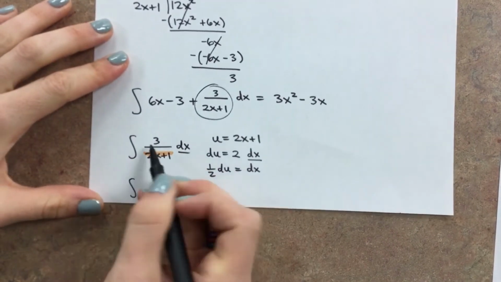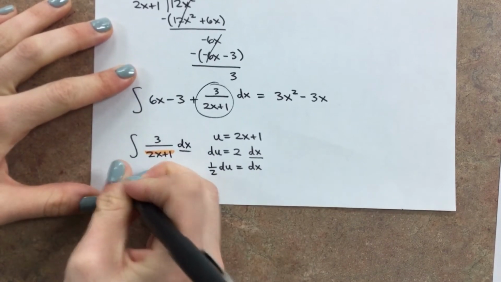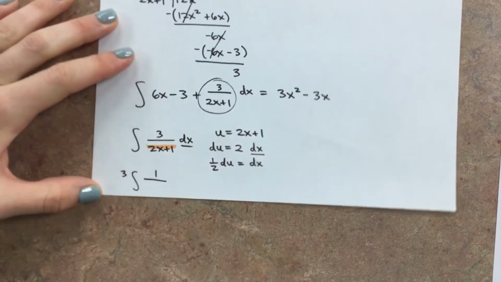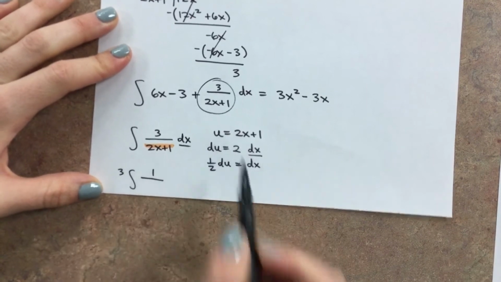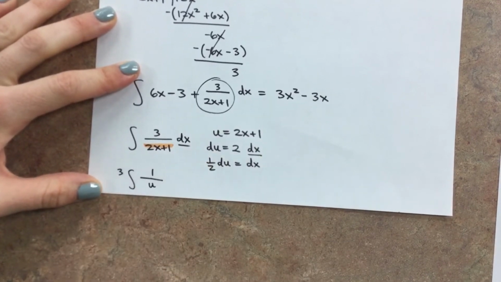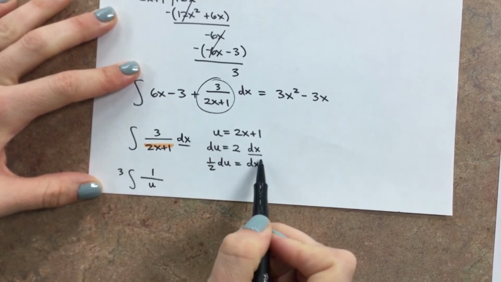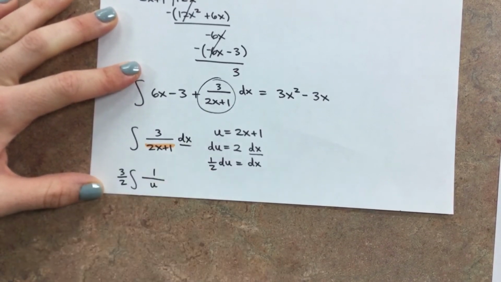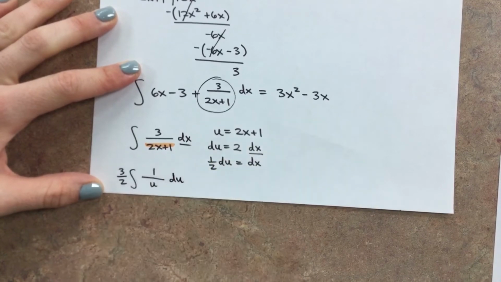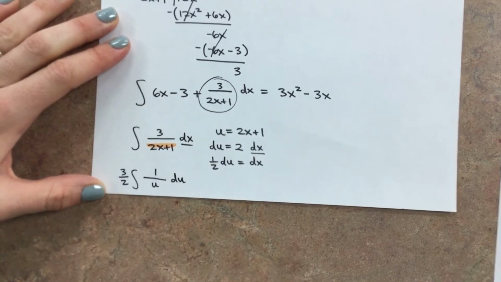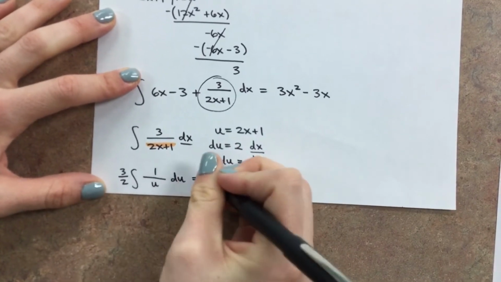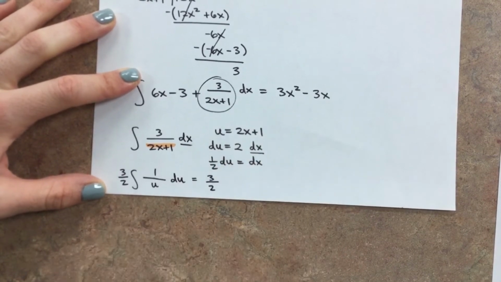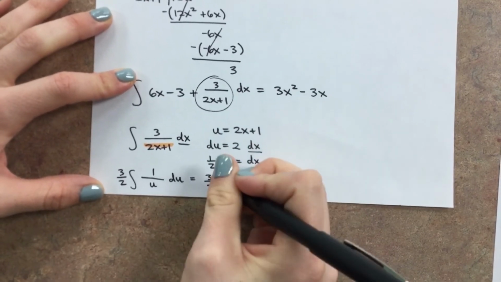So integral, so this 3 that was in the numerator, I'm just gonna move it out front, replace it with a 1. The 2x plus 1 is a u in my denominator here. And then the dx, according to this, I'm replacing with 1/2 du. So the 1/2 will go out front, the du will go in the end. And then I just take the antiderivative of this. So that is 3/2.